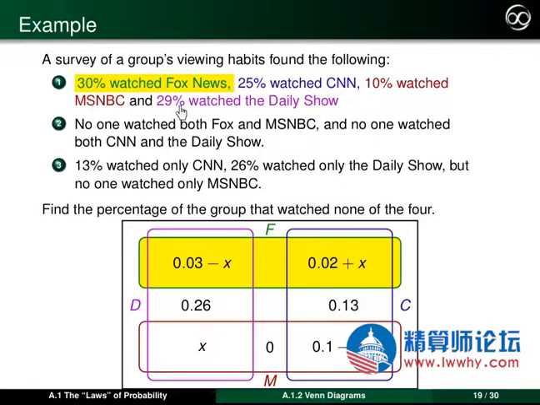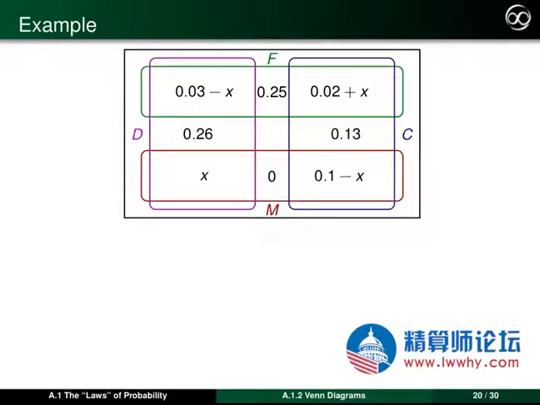And finally, 30% watch Fox News. I know about the 2 pieces on the outside. Those add up to 0.05. So I'm left with 0.25 watching Fox News only. I want the probability of the people who watch none of the 4. So that's our picture. How do we use our picture?